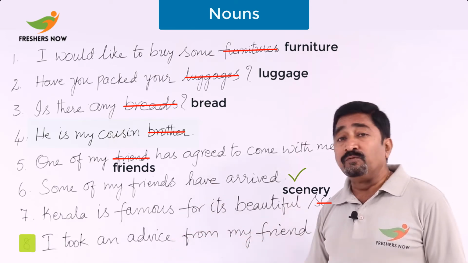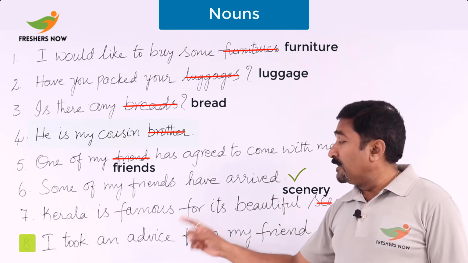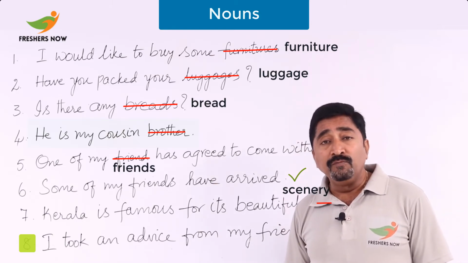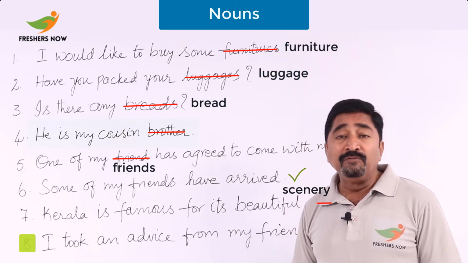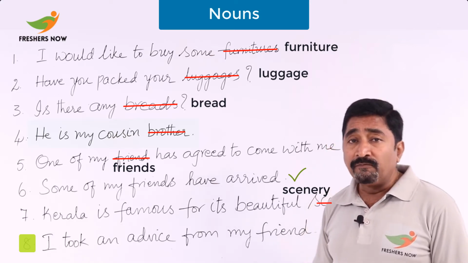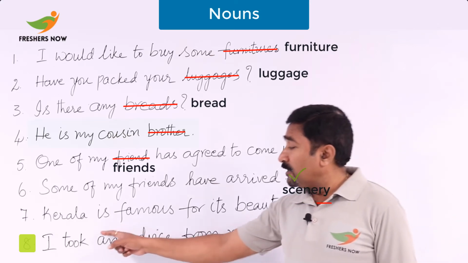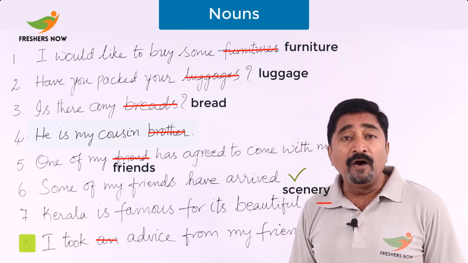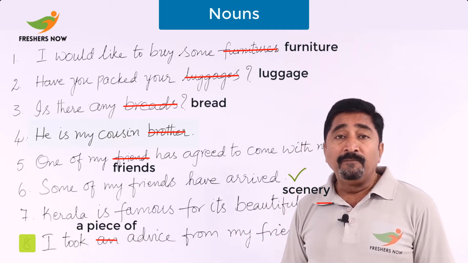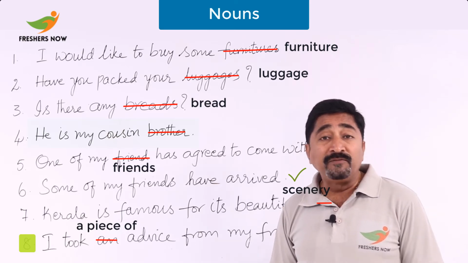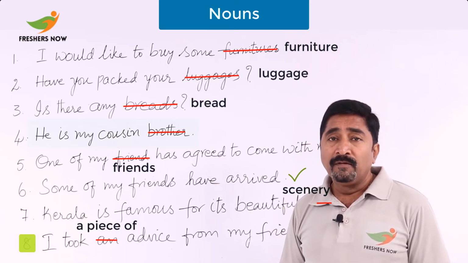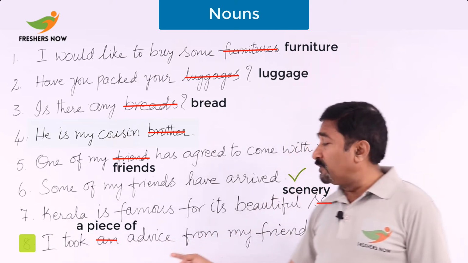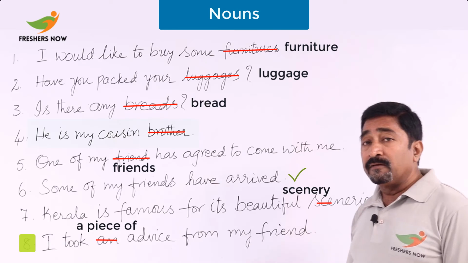Now let's see the next one. I took an advice from my friend. When you have to use advice, an uncountable noun, you should be careful that you should not take an article, an. You should use a piece of information, a piece of advice. So you should say, I took a piece of advice from my friend.